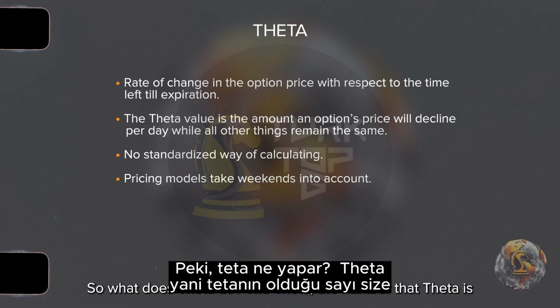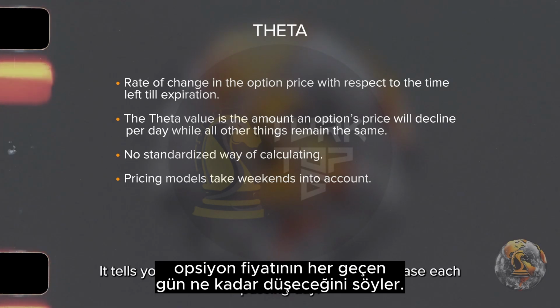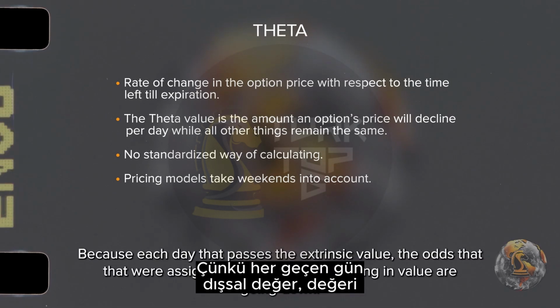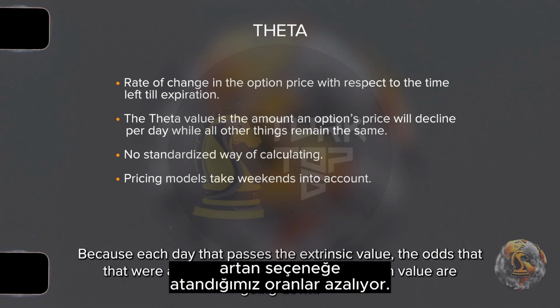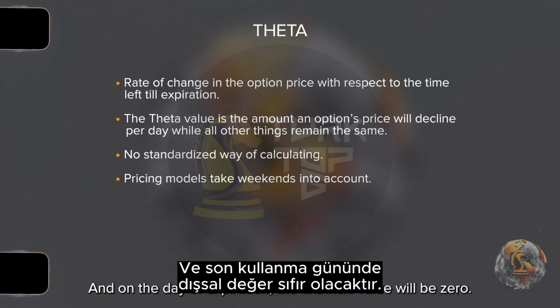So what does theta do? The number that theta is, it tells you how much the option price will decrease each passing day. Why does the option price decrease each passing day? Because each day that passes, the extrinsic value, the odds that were assigned to the option increasing in value, are going down. And on the day of expiration, the extrinsic value will be zero.